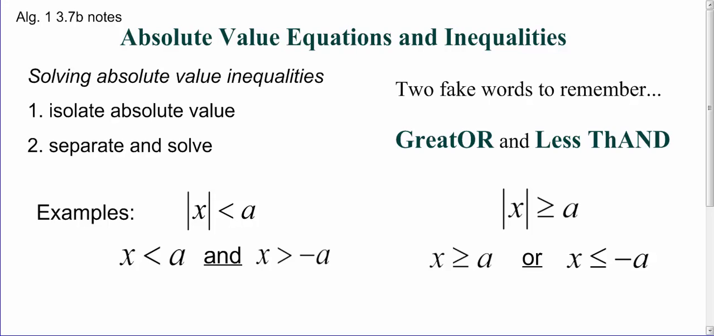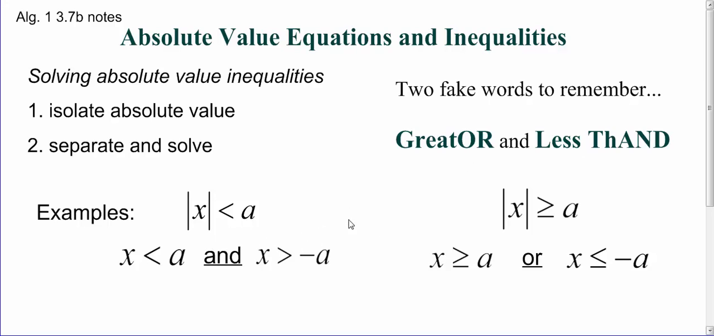First of all, the process for solving absolute value inequalities is that you would isolate the absolute value, separate into two equations, and then solve. That looks a whole lot like what we did with equations, but we have one new thing to consider, and I'm giving you two made-up words to help you remember these new things, the words greater and less than. The reason we learn the words greater and less than, you can see down below.